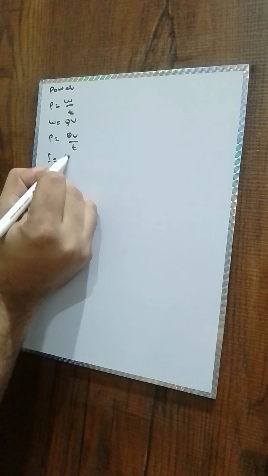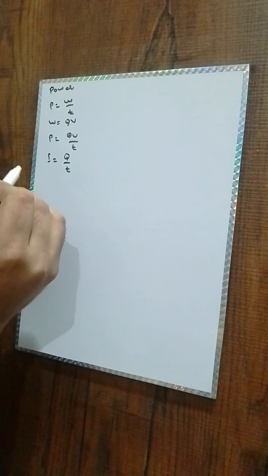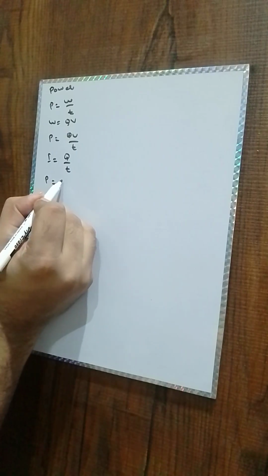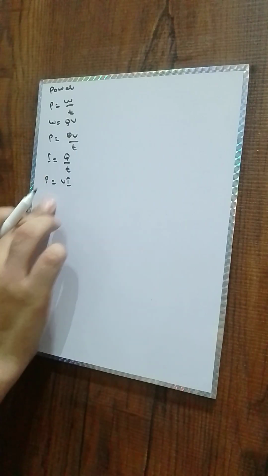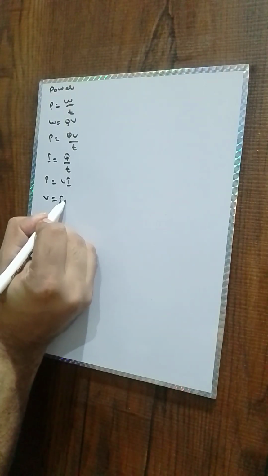Charge divided by time. So carefully, P is equal to VI. And P is equal to VI and V is equal to IR.